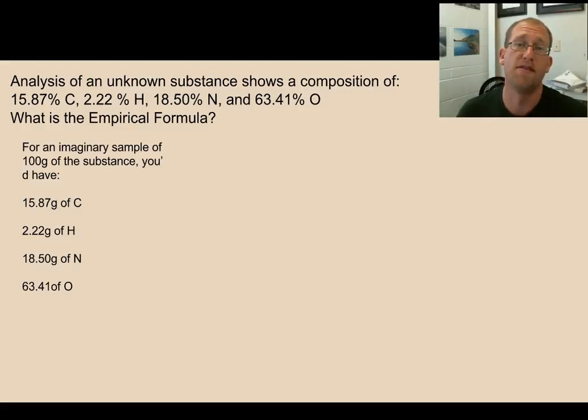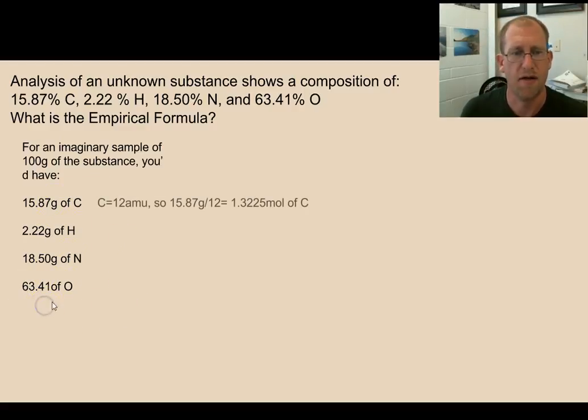I have 100 grams of this mystery substance, and 15.87% of it is carbon. That means I have 15.87 grams of carbon. So I just turn all these percentages into grams. I pretend I have a 100-gram sample, all the percentages get multiplied by 100 grams, and I wind up with the number of grams for each. So all of these percentages are now masses.